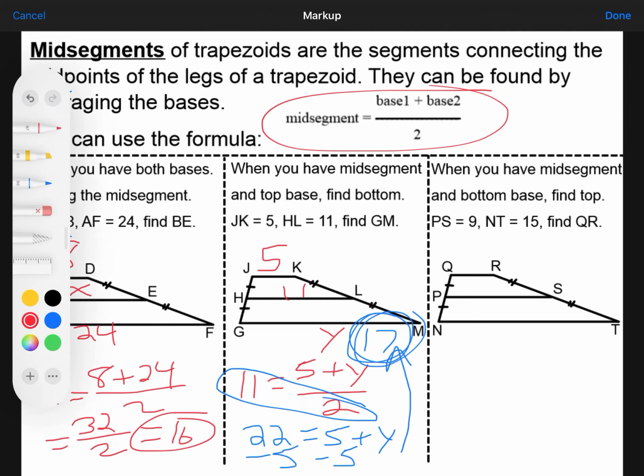Let's try one last problem here. PS here in the middle is 9. NT at the bottom is 15. QR, I'm going to use, that's a Z at the top there. Again, the line in the middle is equal to the other two sides averaged. So add them together, then divide by 2.